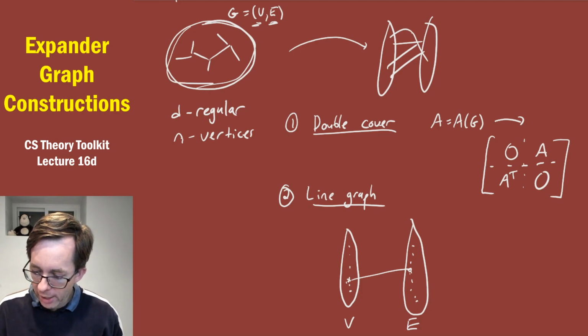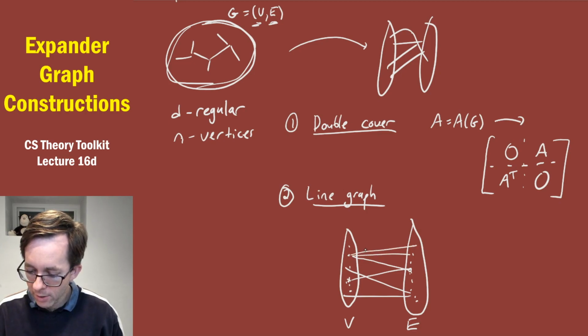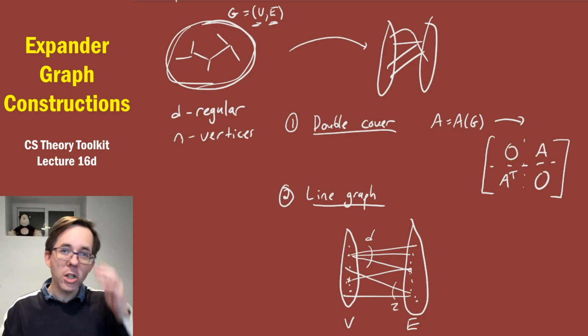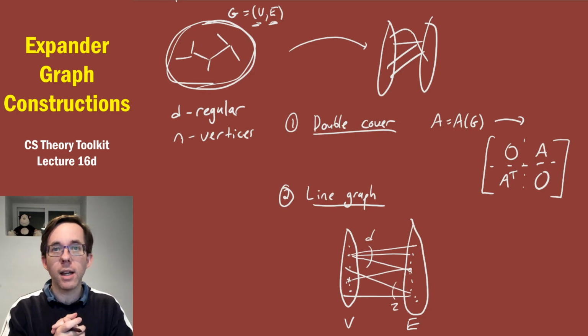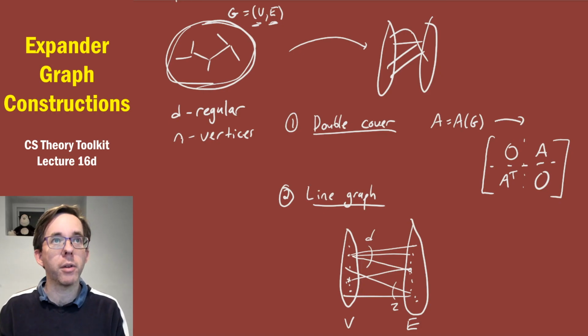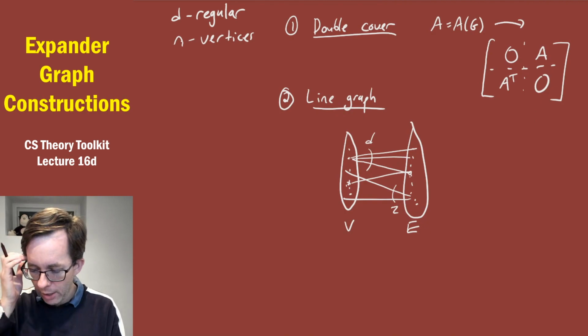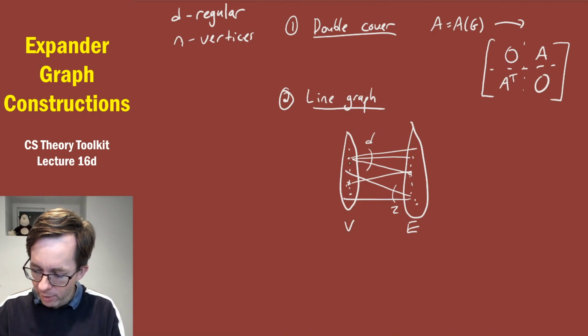Okay, so each edge is, of course, connected to two vertices. So this graph will have regularity 2 on the right-hand side. And each vertex v is connected to d edges, so you'll have regularity d on the left-hand side. Okay, so let me just leave it at that. That's a couple of ways to get a bipartite graph, which hopefully is a good expander, out of a good expanding usual non-bipartite graph.